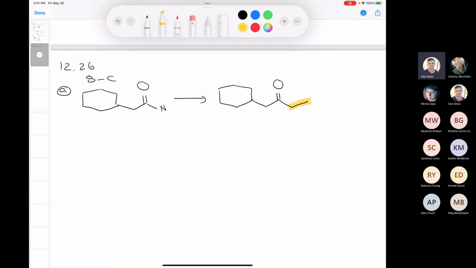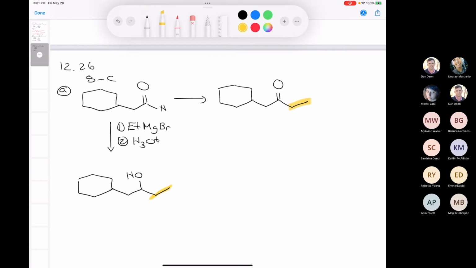Well, we could add them using an ethyl Grignard, right? If we just take, in the first step, ethyl magnesium bromide, followed by treatment with aqueous acid, that is going to add those 2 carbons. And now, instead of having an aldehyde, I'm going to have an alcohol, but I've added the 2 carbons from the ethyl group. Now, if I want to take that alcohol and oxidize it to a ketone, I have a whole host of options.